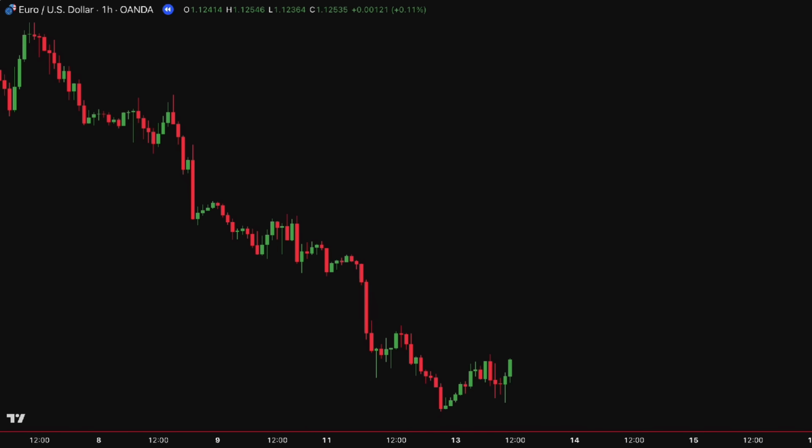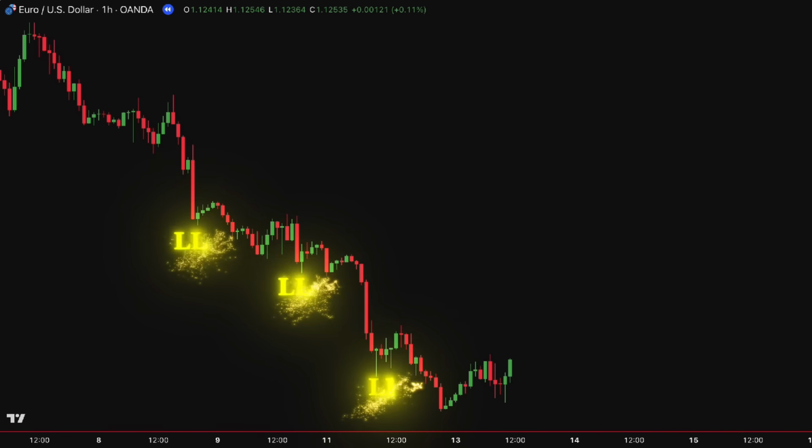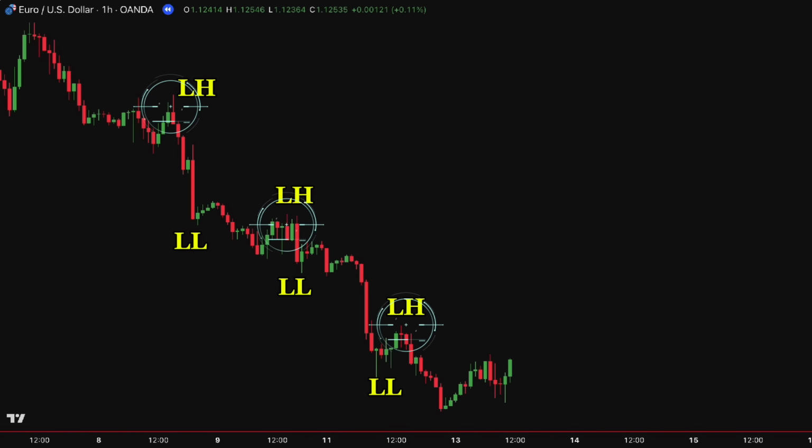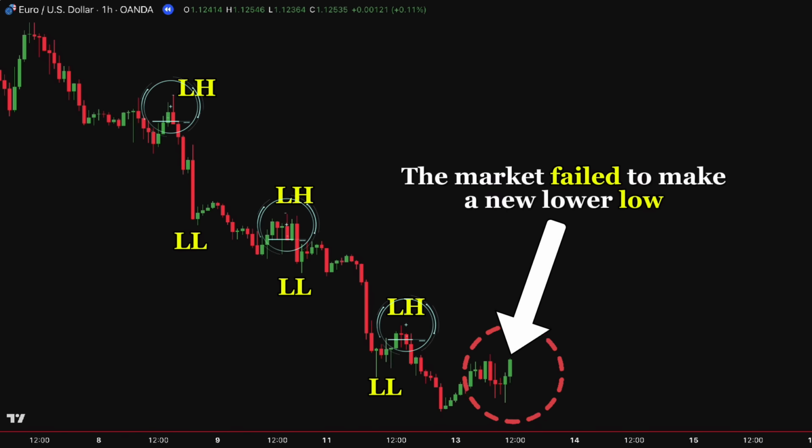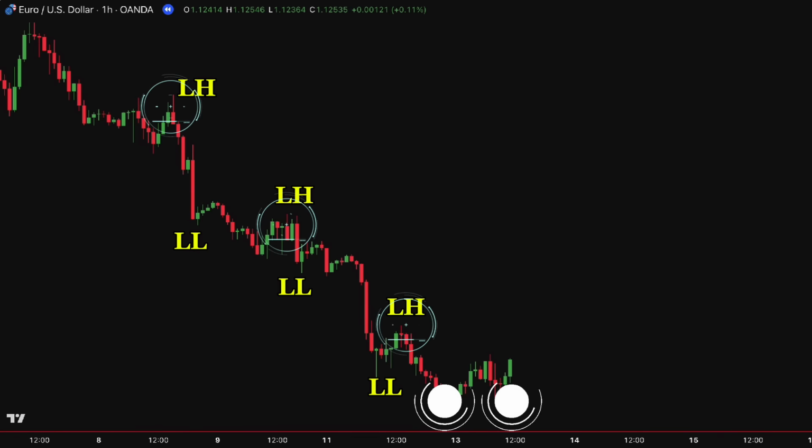Let's look at another example. This time during a downtrend. The market is forming lower lows and lower highs, which tells us sellers are in control. But here we notice something unusual. The market fails to make a new lower low. Instead, it forms a double bottom. A mirror image of the pattern we just saw.